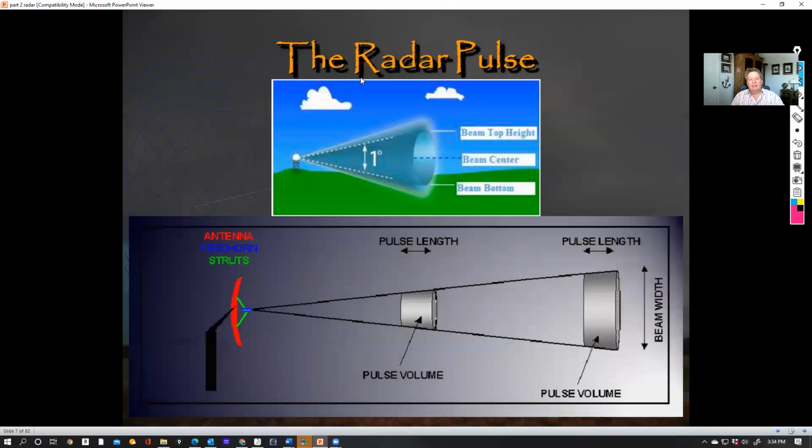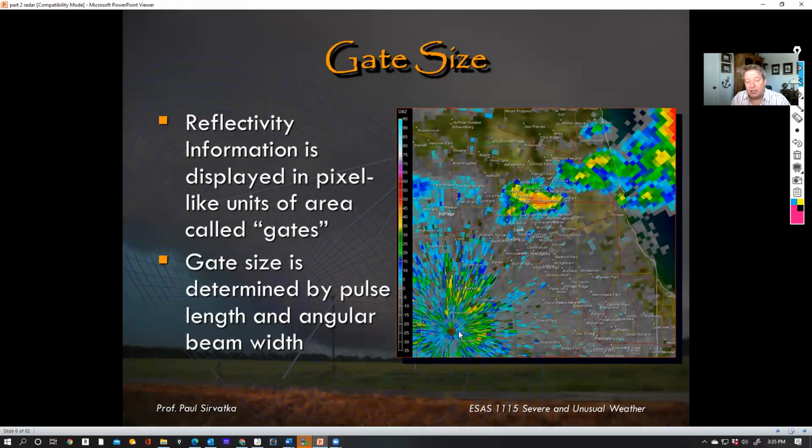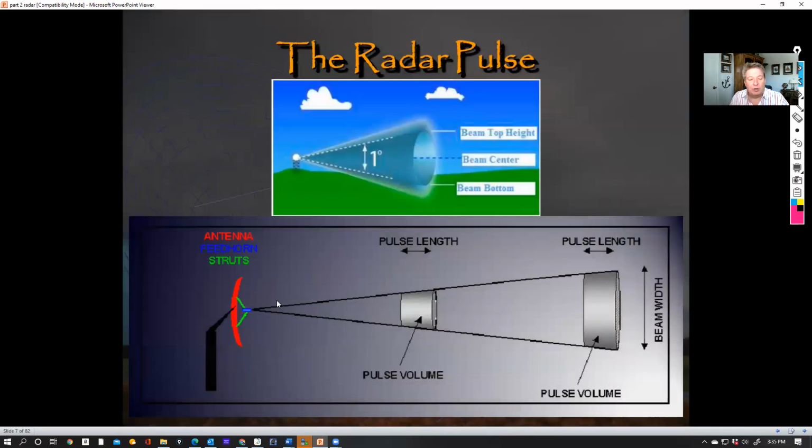Now, continuing on, there's the pulse going out so that we get a pulse volume. It's a three-dimensional chunk of pretzel dough flying through the atmosphere. The pulse length is the same no matter where it is. So the distance from the radar to the end, back and forth of the gate, is the same no matter where I am. They're getting wider, and the reason they get wider is because it's a conical section. This pulse volume is a segment of a cone, and the further out you go, the wider it gets. Okay, so that's your beam width.